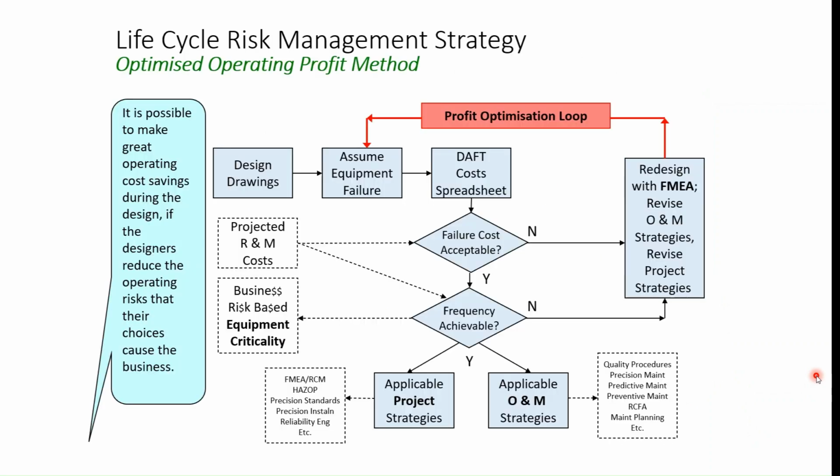Maintenance planning is a risk management strategy that comes from the wide range of operating and maintenance strategies available to organizations. The diagram shows a means of selecting appropriate project, maintenance, and operating strategies matched to the size of risk carried by a business. The methodology is known as the Optimized Operating Profit Method. It uses the more than 60 DAFT costs that could happen from a failure to determine the true cost of business risk, and then matches risk control practices to the risk a company is willing to carry.